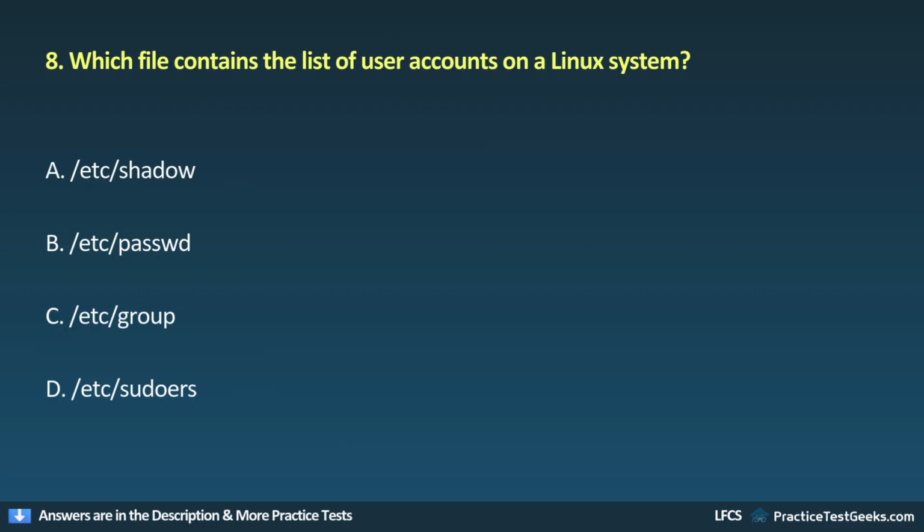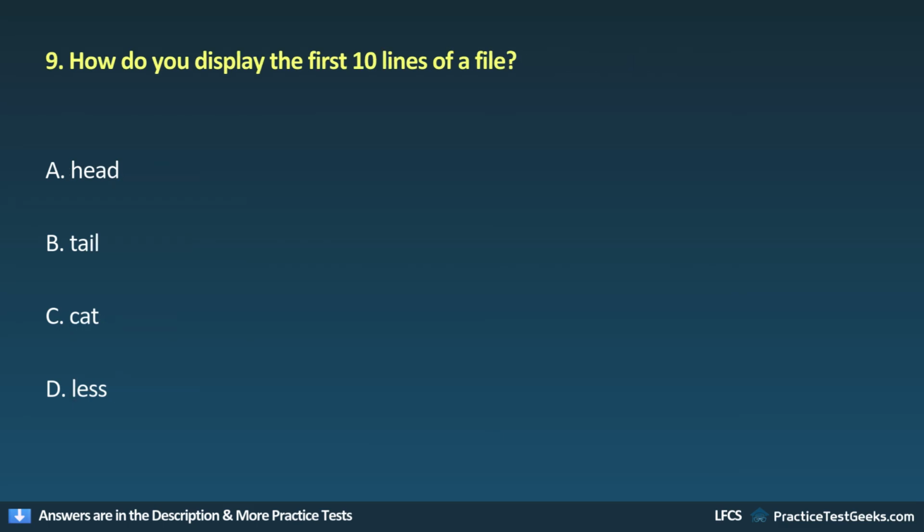A. /etc/shadow. B. /etc/passwd. C. /etc/group. D. /etc/sudoers. 9. How do you display the first 10 lines of a file?